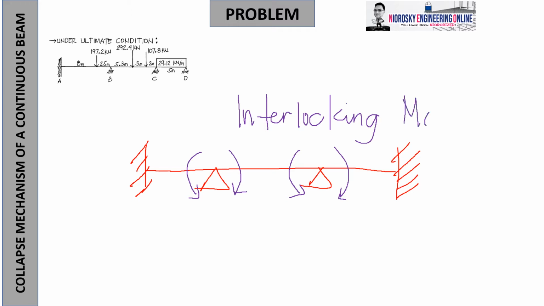Now, as we go back, we have this what we call interlocking moment, and of course, we are aware that if we have a hinge and we have rollers on the interior side, the moment is zero.